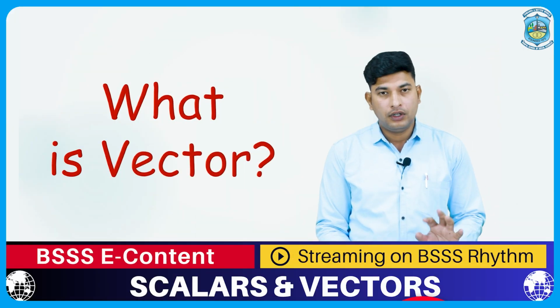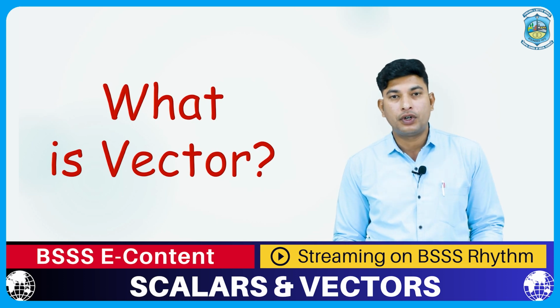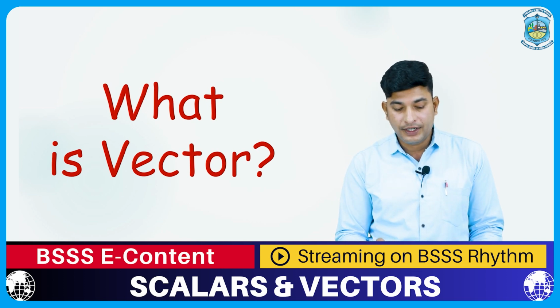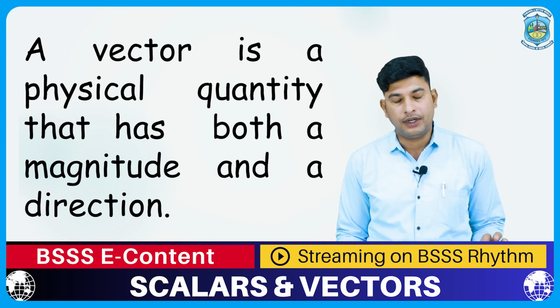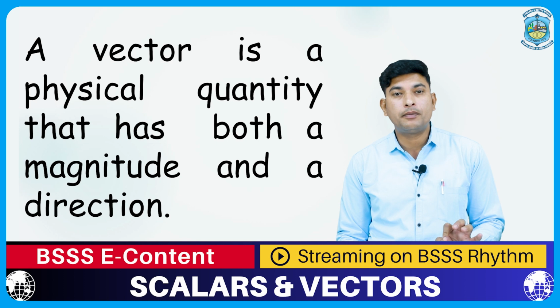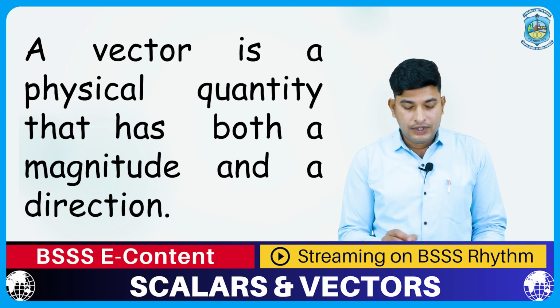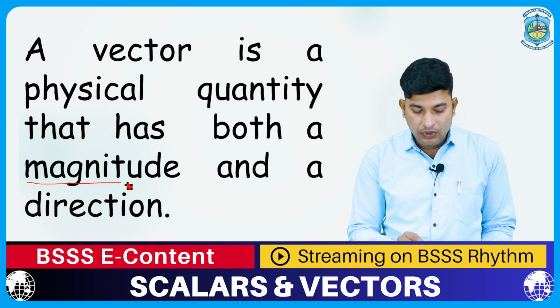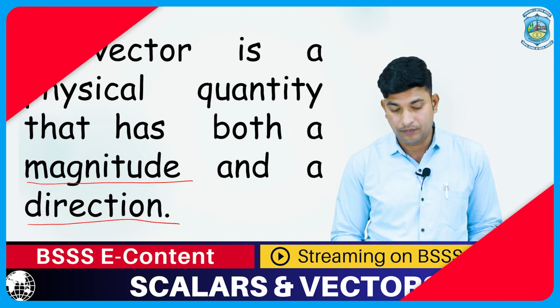Now, enough for scalars, we are going to the vectors. So what are vector quantities? Vector quantities are those which require magnitude, that is for sure, but along with magnitude they also require direction. So a vector is a physical quantity that has magnitude and a direction. Direction is a must.